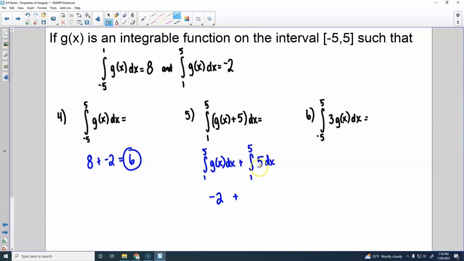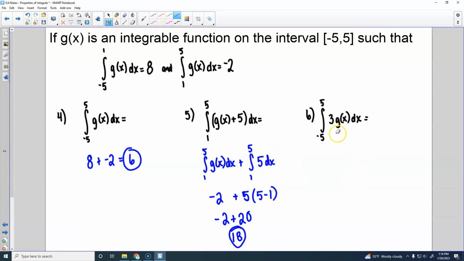What we're dealing with is just a rectangle here. So this is going to be 5 times, we're going to subtract these, 5 times 5 minus 1. So -2 plus, that's going to be 5 times 4, 20 right there, and so 18 would be our answer. So whenever we have this right here, we can just split that up and use those properties of integrals for constants to help us out there.